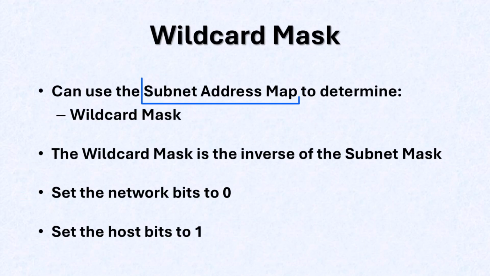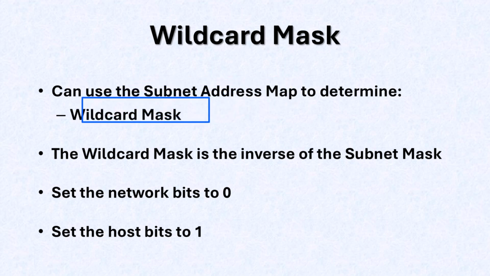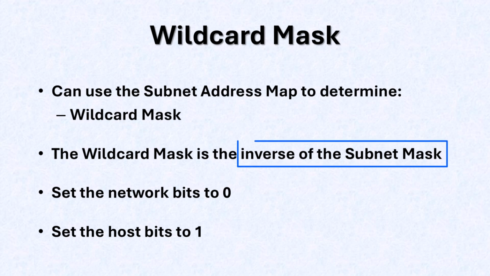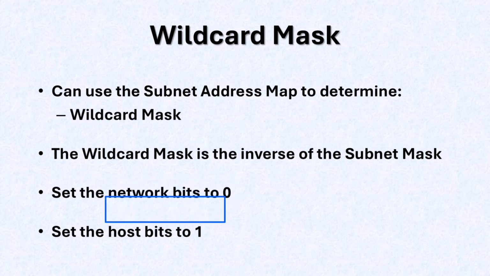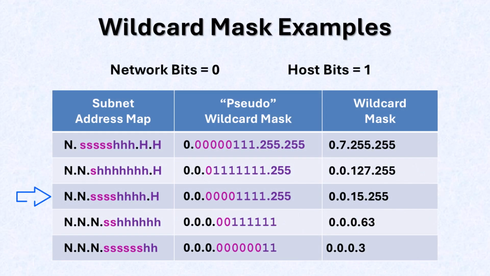We could also use the subnet address map to determine the wildcard mask. There are other ways, but we will focus on this method for now. The wildcard mask is the inverse of the subnet mask. Set the network bits to 0 and set the host bits to 1. Consider the third entry. To get the wildcard mask, set the 20 network bits to 0 and set the 12 host bits to 1. This provides a wildcard mask of 0.0.15.255.